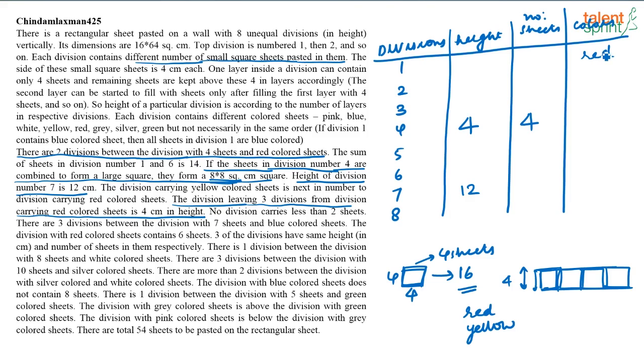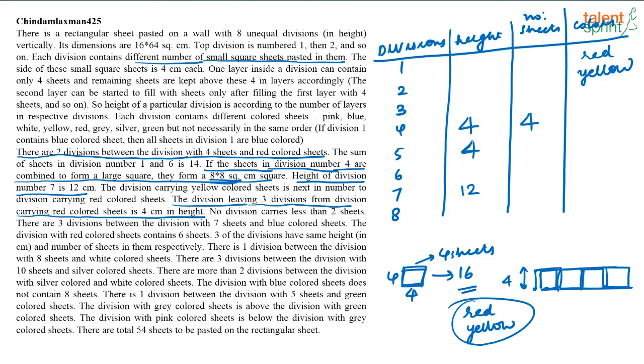Now if this is red, then what is the height here? See, it is given after you take the division which is red in color, leave 3 divisions, the next one will have a height of 4 centimeter. So this height is also 4 centimeter. Then next information, let us use this. If this is red, then this has to be yellow.